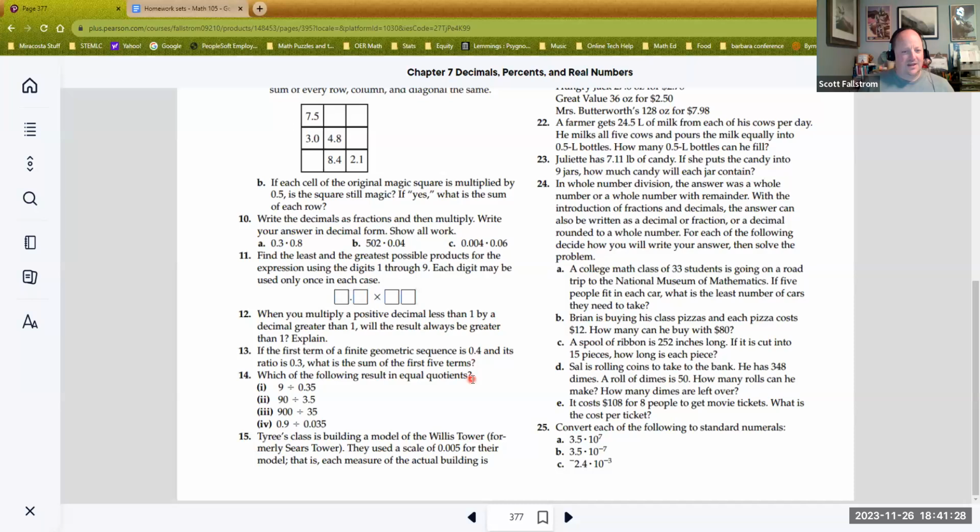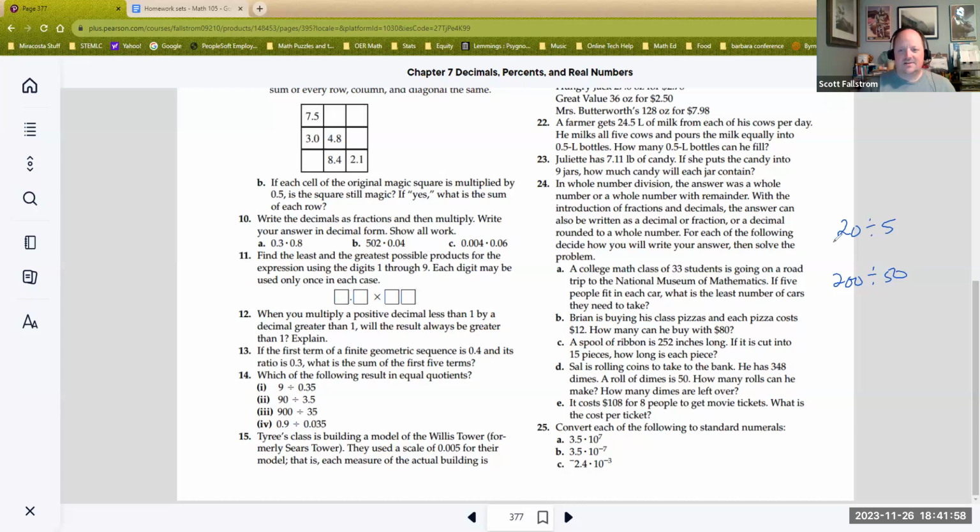14, which of these result in equal quotients? This is the idea. You can take two things that are being divided, multiply them by the same value, and they become a new looking expression, and you have to actually say which are the same. So for example, 20 divided by 5. If I multiplied each of these by 10, I would have 200 divided by 50. However, these would be equal quotients. They would get me the same answer.